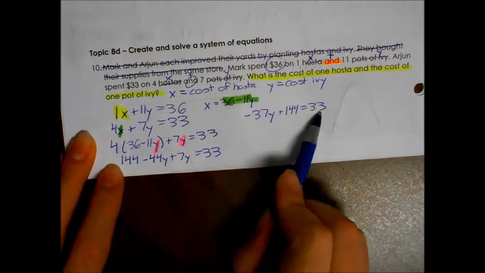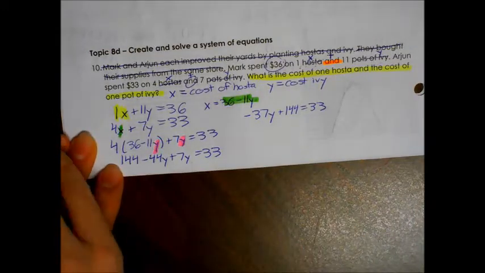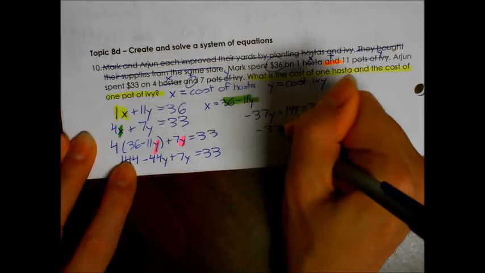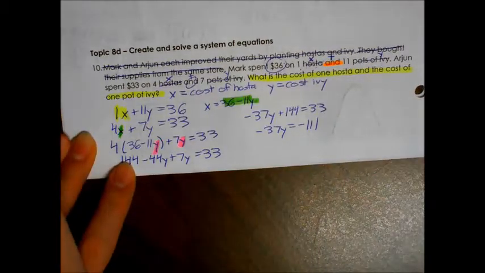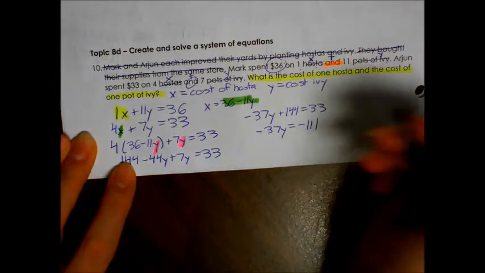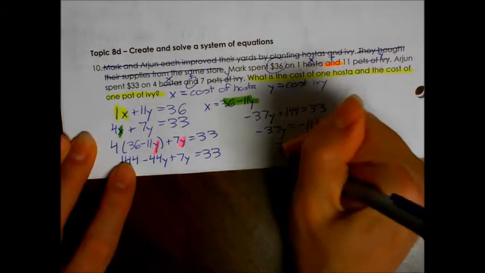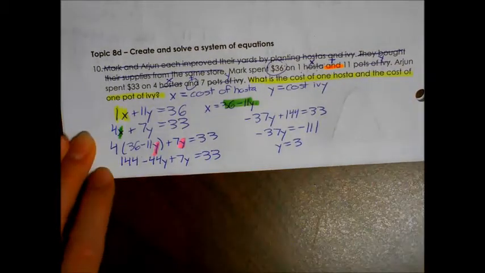Now I'm going to subtract 144 from both sides. That I get negative 37y equals negative 111. And then lastly, I divide both sides by negative 37, which gives me y equals 3.